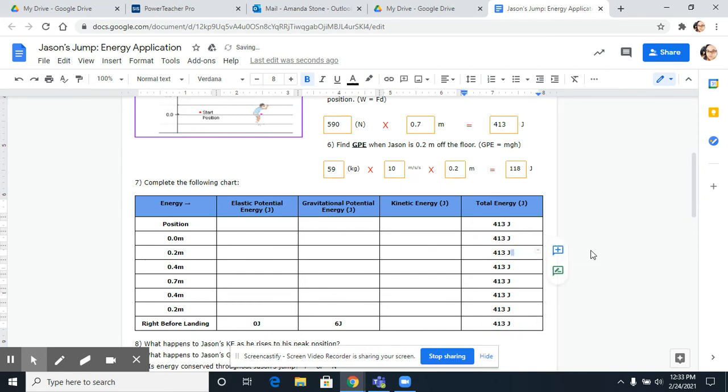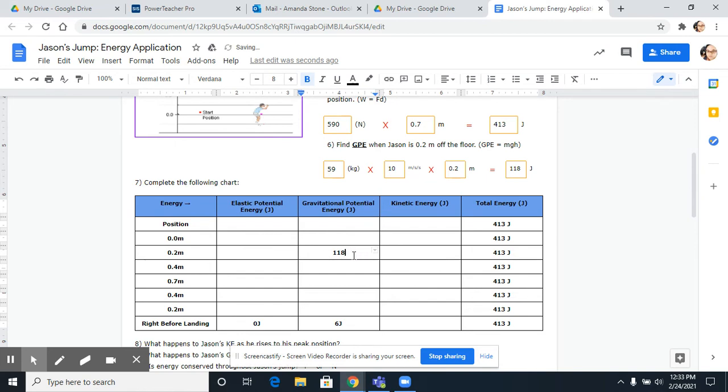Because energy is always conserved. And that's what we call the law of conservation of energy. What we also know is a couple of other things. First of all, we know what we just calculated. We know at 0.2 that Jason's GPE is 118. So here's our GPE at 0.2.